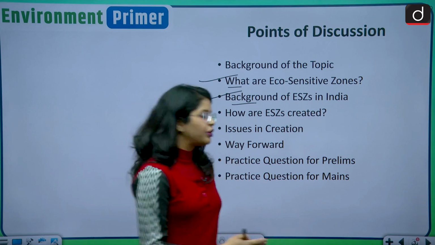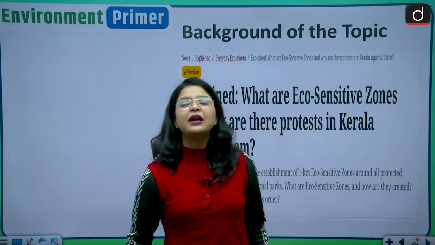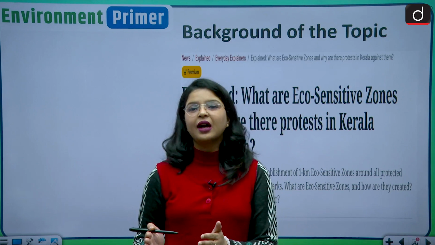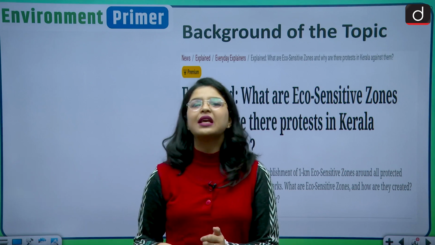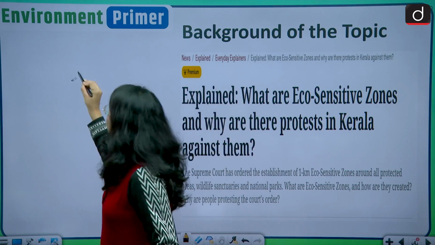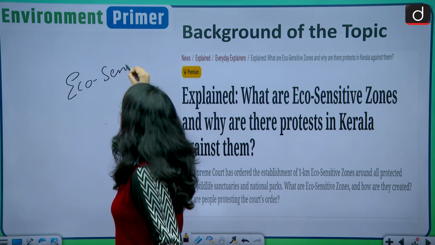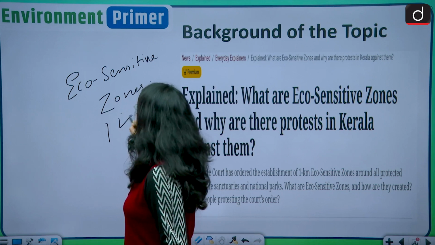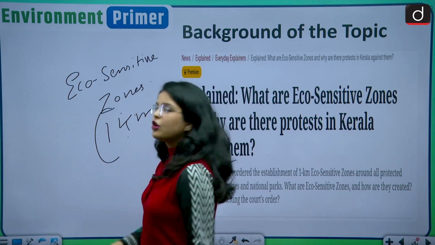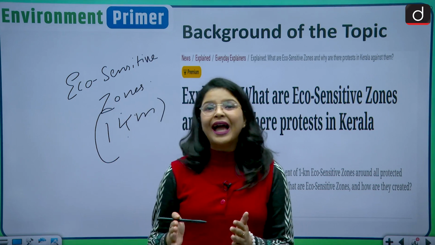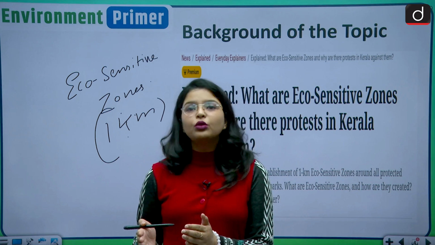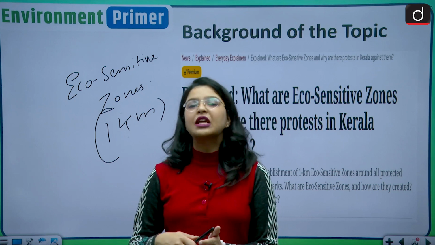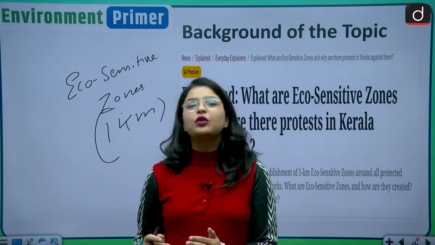If I talk about the background of today's topic, recently in a landmark judgment, the Supreme Court has held that you need to determine a 1 kilometer radius area around the protected areas, wildlife sanctuaries and national parks as eco-sensitive zones. So the Supreme Court has explicitly asked the government to determine this area within a 1 kilometer radius around the protected areas, national parks and wildlife sanctuaries as eco-sensitive zones.